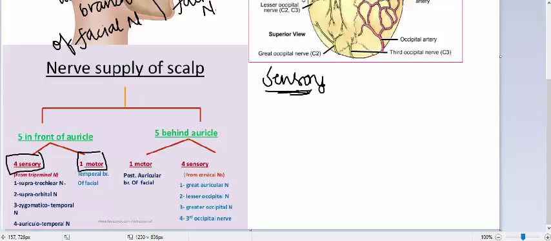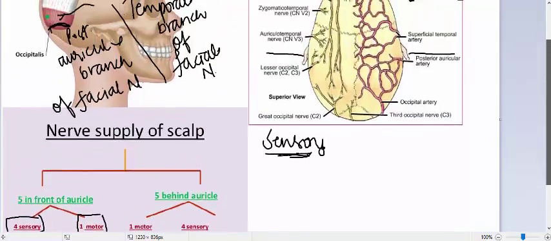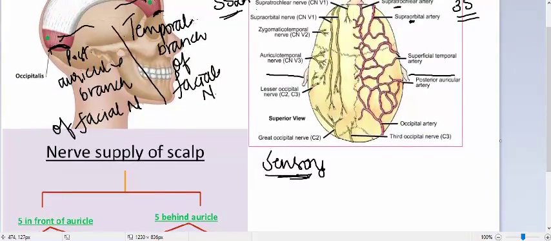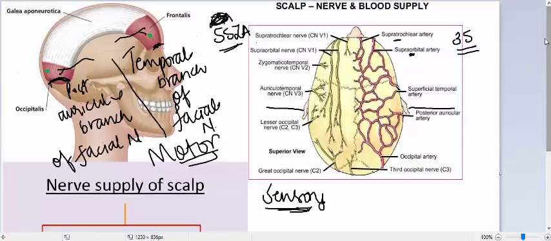So in the sensory system, there are even motor nerves, like temporal branch of facial nerve and posterior auricular branch of facial nerve. This is in front of the auricle, this is behind the auricle. So this is the motor supply, in front of the auricle and behind the auricle. Supratrochlear, supraorbital, superficial temporal. Supratrochlear, supraorbital, zygomatico-temporal, auriculo-temporal.